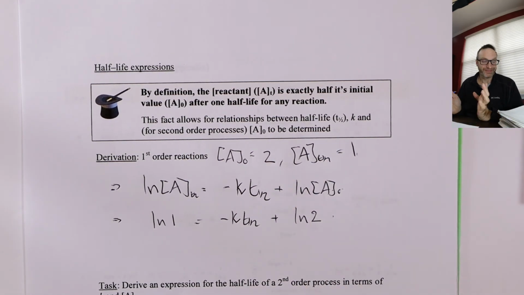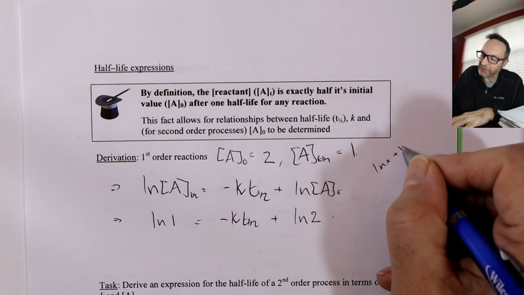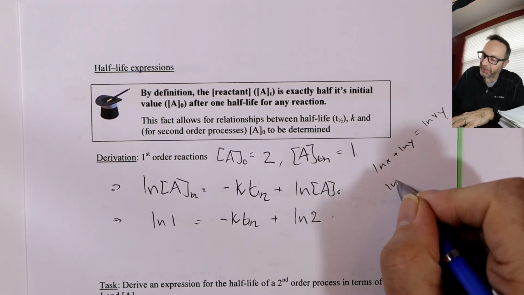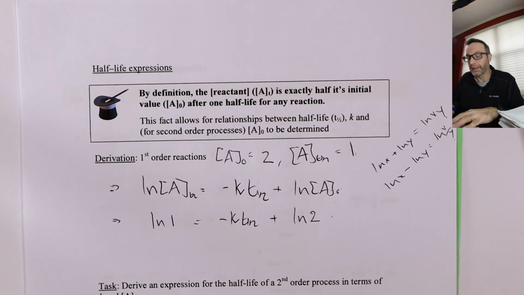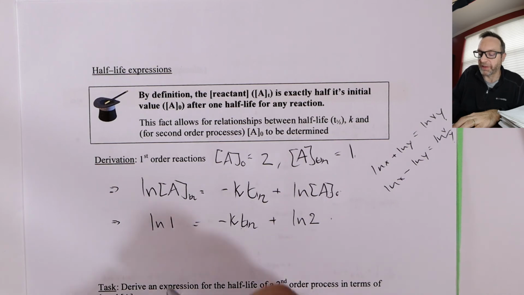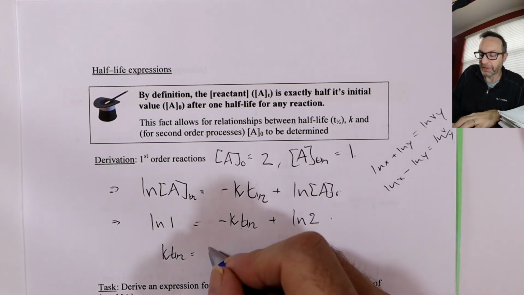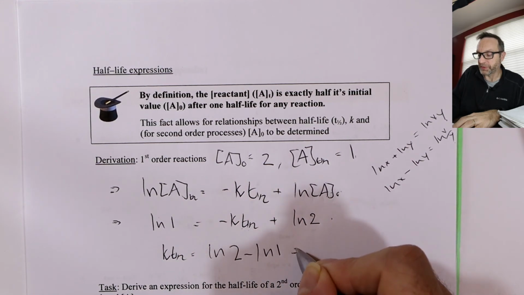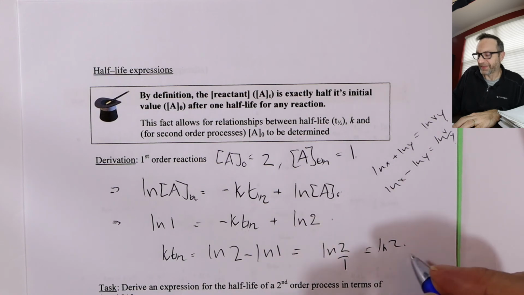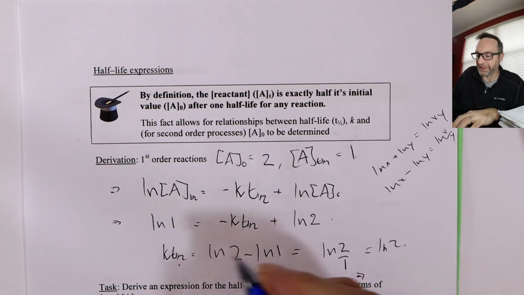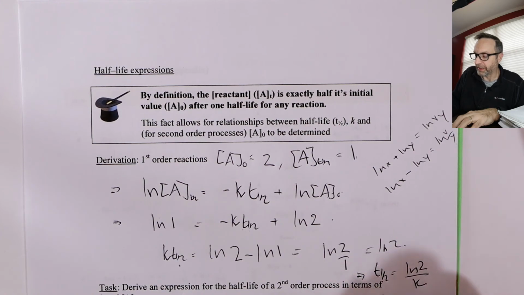Now, you may remember this lovely log math. Do you remember this one? Natural log of x plus natural log of y equals log of xy, and natural log of x minus natural log of y equals natural log of x over y. Remember that? So if I just rearrange this, I want to get this positive. So k t-half equals ln2 minus ln1, which equals ln of 2 over 1, which equals ln2. If I rearrange that one more time, making the half-life the subject, T1/2 equals ln2 over k. And you can rearrange that to find k as well.